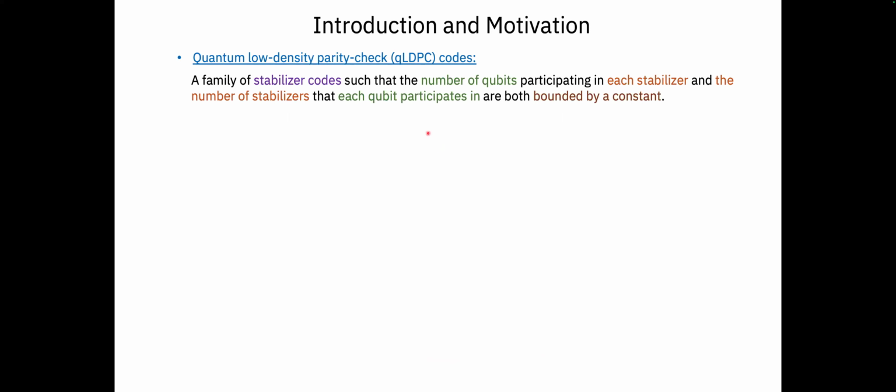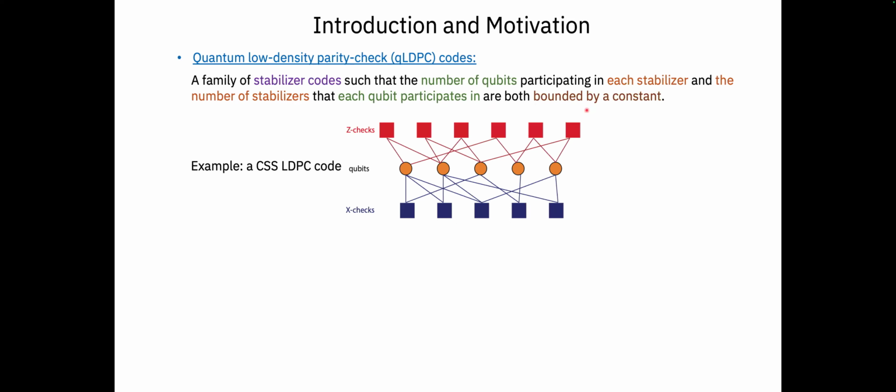So the main object we will study is the so-called quantum low-density parity check codes, also called qLDPC codes. They are a family of stabilizer codes such that the number of qubits participating in each stabilizer and the number of stabilizers that each qubit participates in are both bounded by a constant. Here is an example of a CSS LDPC code where there are three types of vertices representing qubits, X checks, and Z checks. This type of graph is called a Tanner graph.